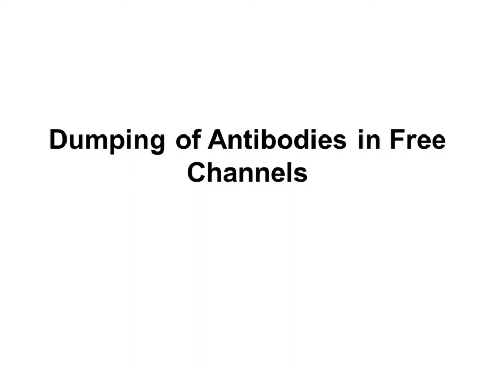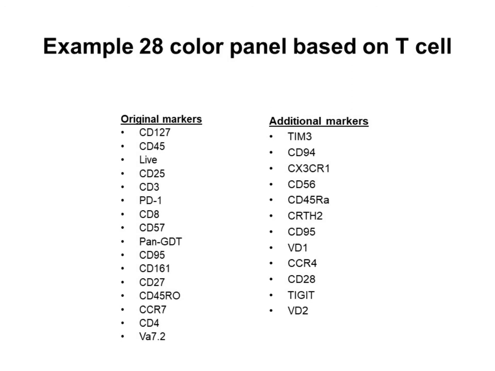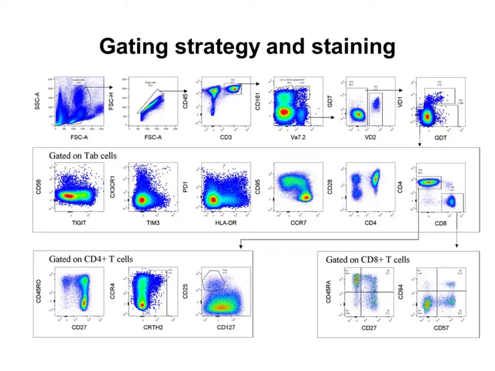This is an example of a 28-color panel based on the T-cell core panel on the left side, and on the right side, these are the additional markers we tested. For some of the markers, we didn't know what we should expect in terms of expression. Here I'm showing the gating strategy and the staining we have applied. And actually, we are quite happy about the results we had in the end.